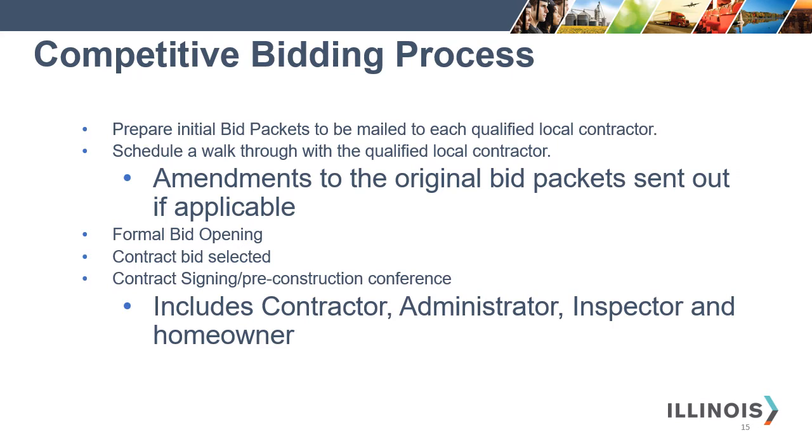And this is the competitive bidding process. So prepare your initial bid packets to be mailed to each qualified local contractor. Schedule a walkthrough with that qualified local contractor, and amendments to the original bid packets sent out can be done if applicable. You then move on to the formal bid opening. You contract that bid selected, and then you contract that signing and pre-construction conference. This includes contractor, administrator, inspector, and the homeowner.